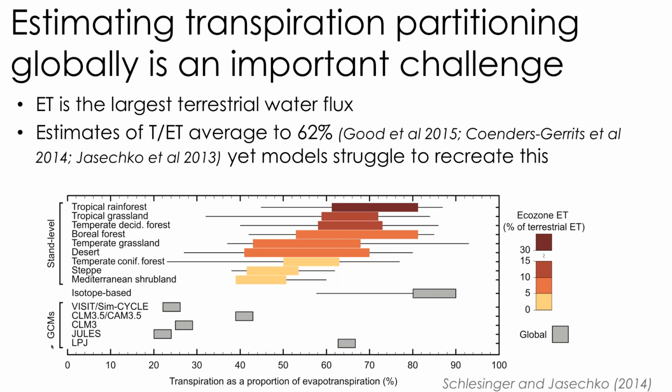On the top of this figure, you can see stand scale estimates and global estimates of what the transpiration partitioning should be based on isotopic methods, and that gets to an average of about 62%. But if you look at the bottom of this figure, you'll see that most of the GCMs are actually getting much smaller numbers. So one of the first questions that we had was, if we look at transpiration partitioning in our model, which is really focused on improving the representation of terrestrial hydrology, where would our results fall, and would we get a more realistic representation of the transpiration portion of ET?